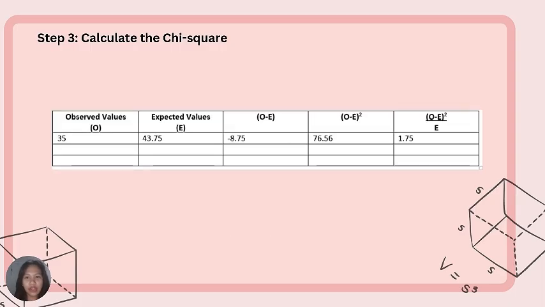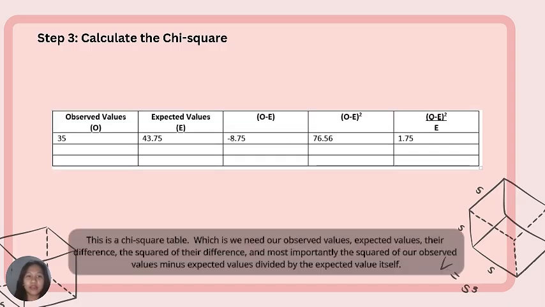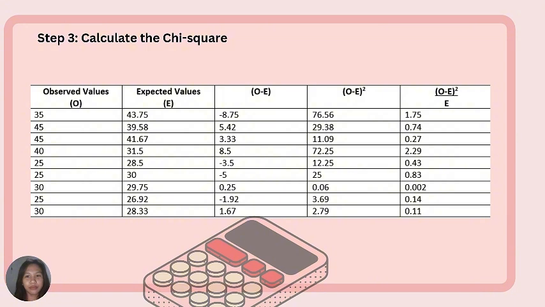Our chi-square table should look like this, where we need our observed values, expected values, their difference, the square of their difference, and most importantly, the square of observed values minus expected values divided by the expected value itself. This is how it's going to look. After that, we'll move on to calculating our chi-square. This is the completed table, guys. As you can see, I already computed it before.